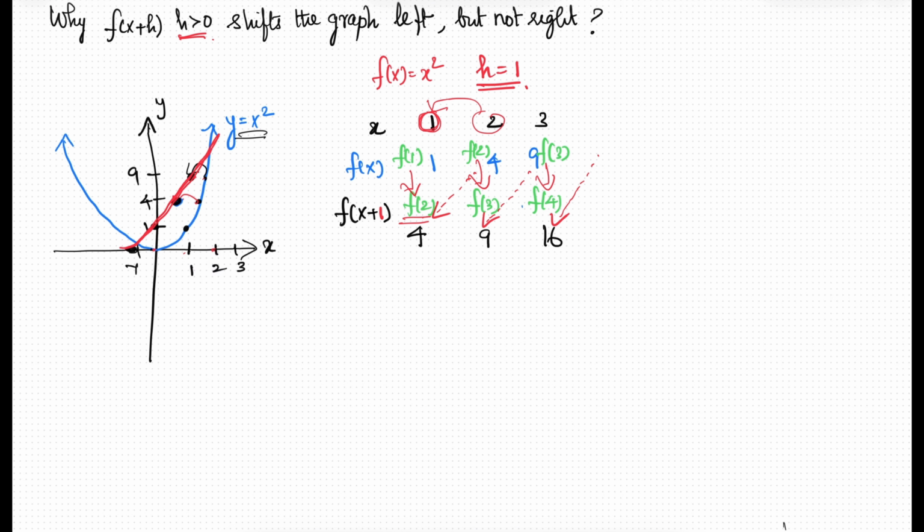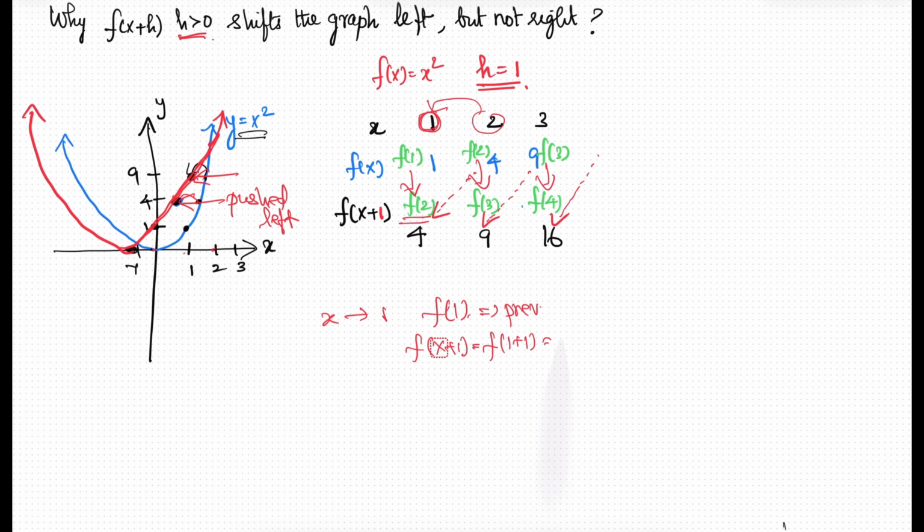Same graph. It's simply that the entire graph was pushed left. The reason why the graph got pushed left is that when x assumes 1, previously we had f of 1. This was the previous expression. Now when I write f of x plus 1, it means f of 1 plus 1 means f of 2, which means f of 2 was pulled in the place of f of 1, which makes all the values go towards left, and thus the graph also goes left.